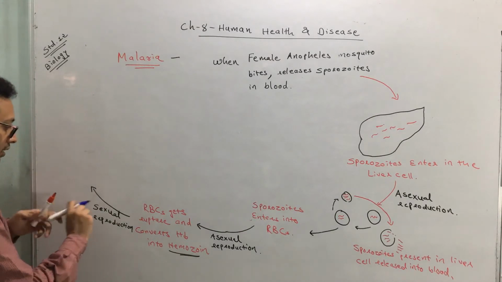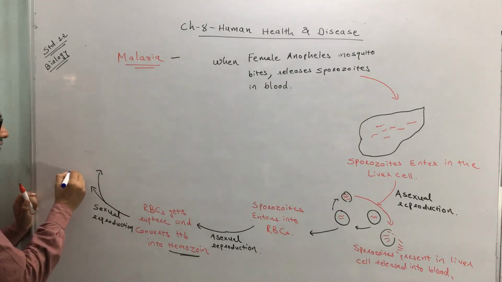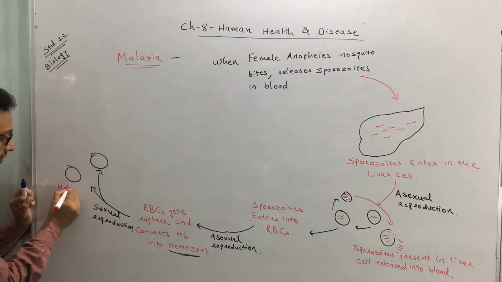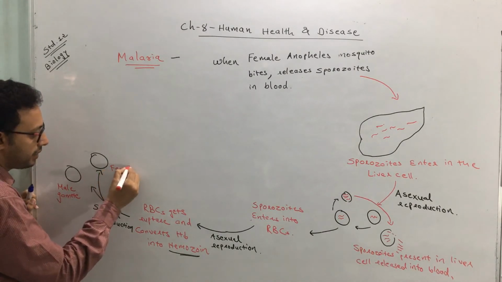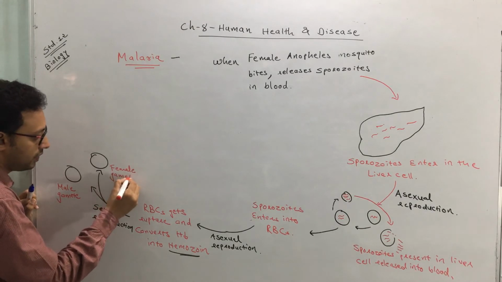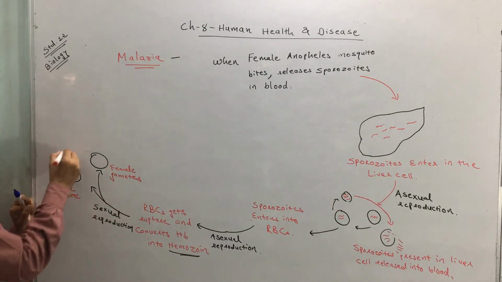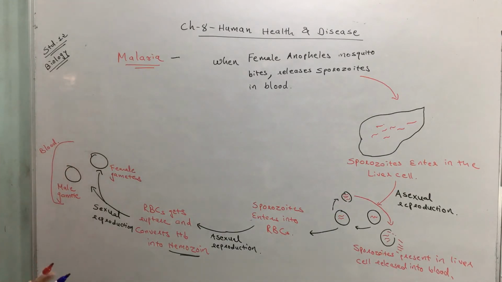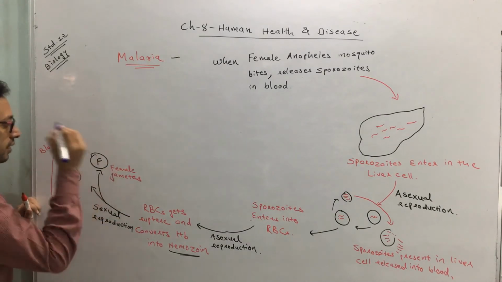And obviously, you know the products of sexual reproduction. Sexual reproduction involves the formation of gametes, a male gamete and a female gamete. So here that leads to the formation of a male gamete and the second one is the female gamete. So in the blood, there is a formation of a male gamete and a female gamete. This process occurs in the blood of a human being. Now what happens? This is a male gamete and this one is a female gamete.